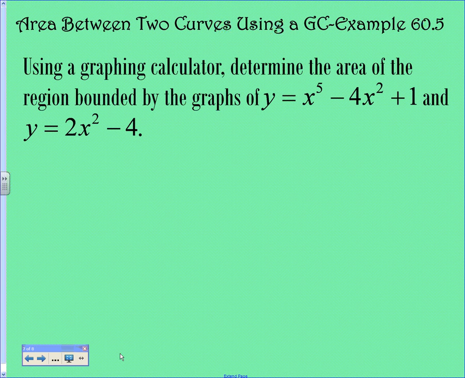So you start with 2x squared minus 4, and then you subtract x to the 5th, and either put parentheses or distribute your negative for the other two terms. I'm going to distribute to make it minus x to the 5th plus 4x squared minus 1. And I get 0.5631.